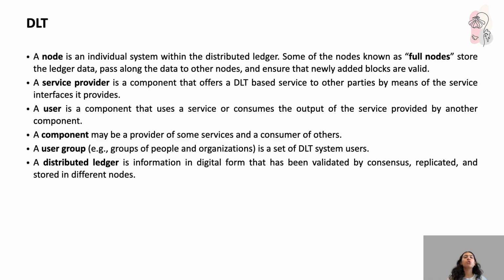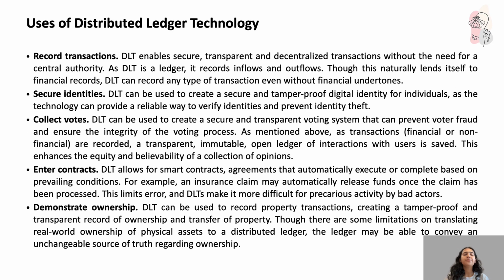If I sum up this slide, nodes keep and validate data. Service providers offer DLT based services. Users are the ones who consume those services. Groups are where the users are organized as per their purpose, and the distributed ledger is the heart of DLT, a secure record that everyone wants to share and use. All these components together create a trustworthy, decentralized system.